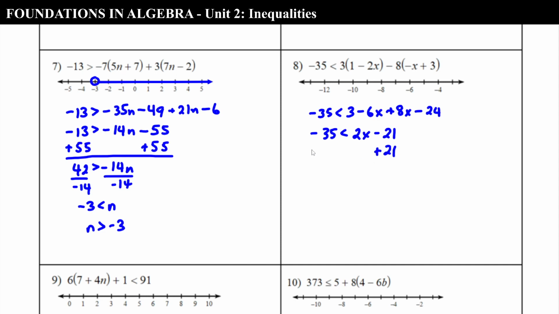We're going to add 21 to each side, and that's going to give us negative 14 is less than 2x. And then dividing each side by 2 gives us negative 7 is less than x. Flipping the whole thing gives us x is greater than negative 7. So since x is greater than negative 7, we're going to have an open dot at negative 7, and then we're going to shade to the right.